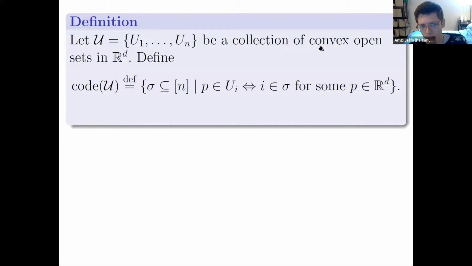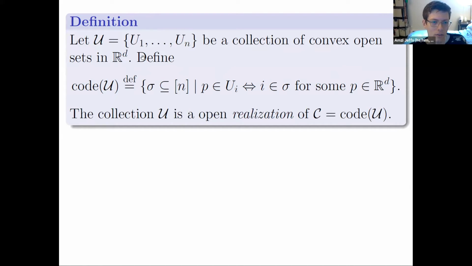So if I have such a collection, let me just wander around all of R^d. At each point, I'll label that point corresponding to which sets the point lies in, collect all the labels I get that way, and then I have some code on n neurons because I have n sets. And I'll call this collection of sets a realization of the resulting code.